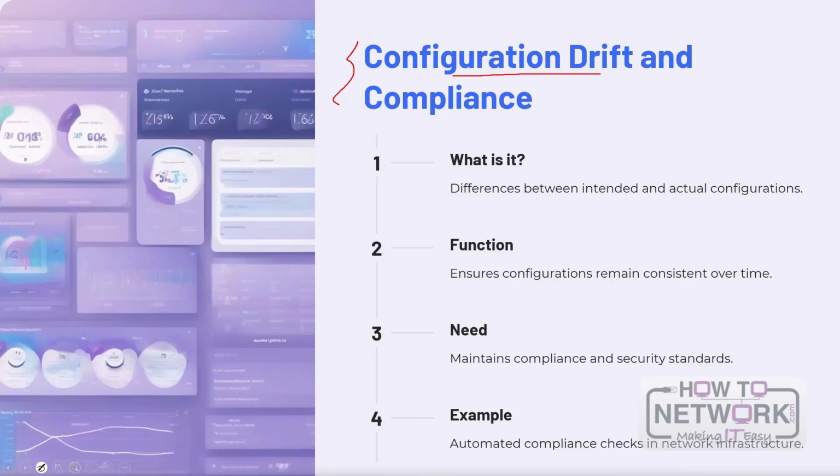Automated compliance checks are a common example of configuration drift management. These checks involve scanning network devices and systems for deviations from predefined configuration standards. Any discrepancies are flagged and reported, allowing network administrators to take corrective actions and maintain compliance.